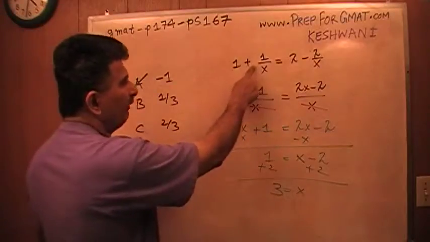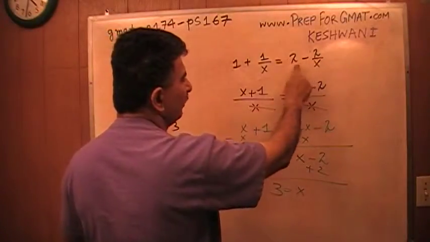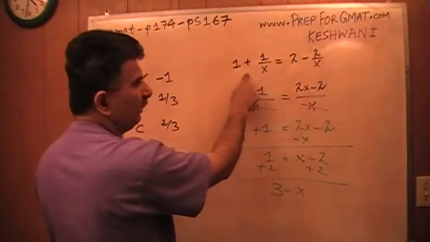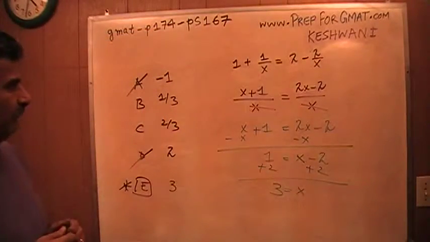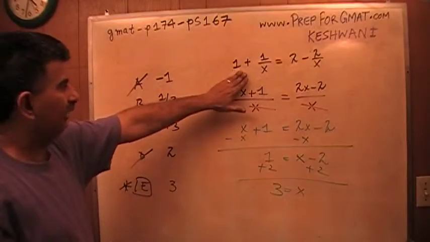That gives me 1 and 1/2 on this side. And 2 over 2 is 1, 2 minus 1 is 1. On this side I have 1 and 1/2. It doesn't work. 2 does not work. When I try 3, it worked immediately. If I try 3, I end up with 1 and 1/3 on this side.